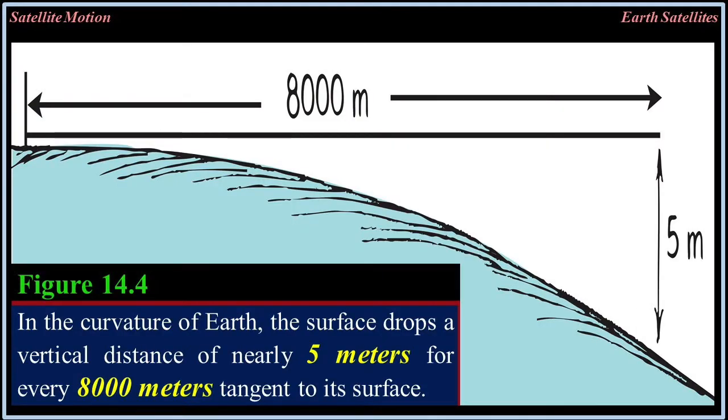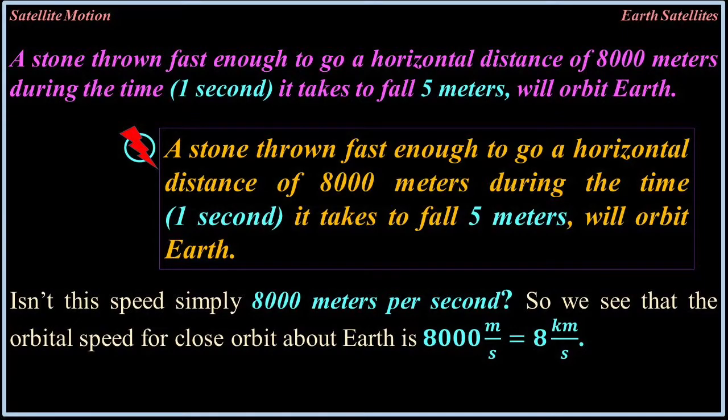Figure 14.4: in the curvature of Earth, the surface drops a vertical distance of nearly 5 meters for every 8,000 meters tangent to its surface. A stone thrown fast enough to go a horizontal distance of 8,000 meters during the 1 second it takes to fall 5 meters will orbit Earth. Isn't this speed simply 8,000 meters per second?